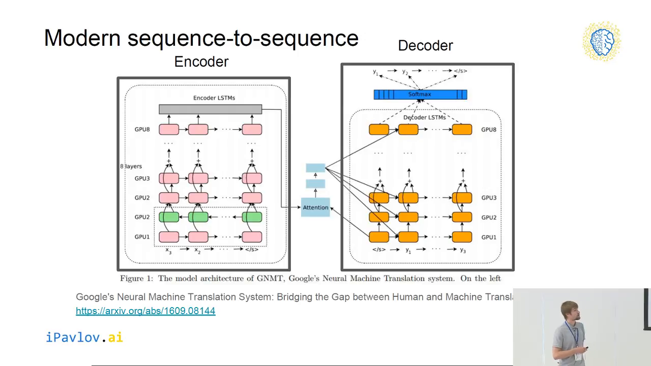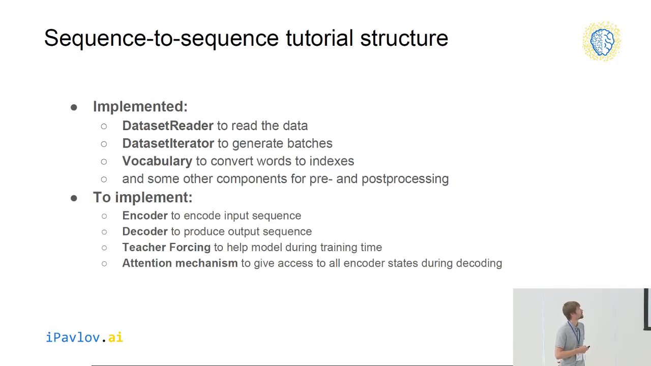You have already met such DeepPavlov abstractions like dataset reader and dataset iterator and others. In this tutorial, all dataset preparations and dataset preprocessing is done for you. Your task is to implement sequence-to-sequence model, to implement encoder, decoder, teacher forcing, and attention mechanism.